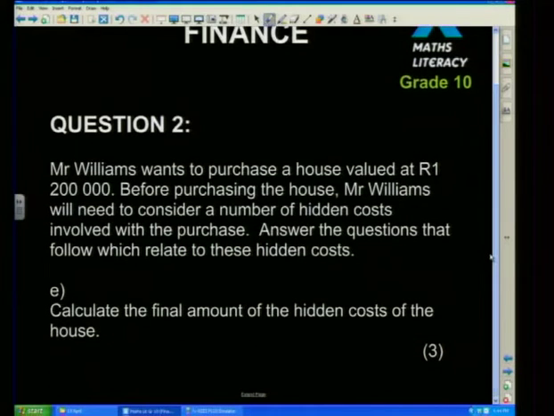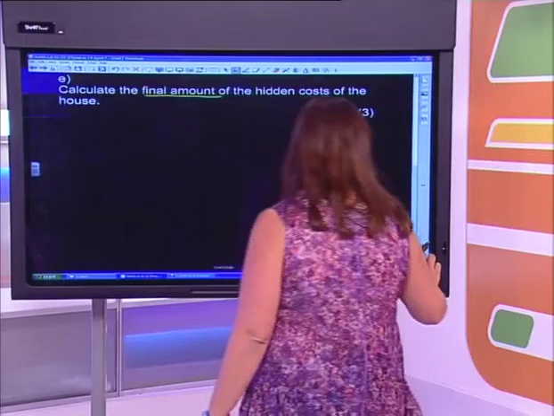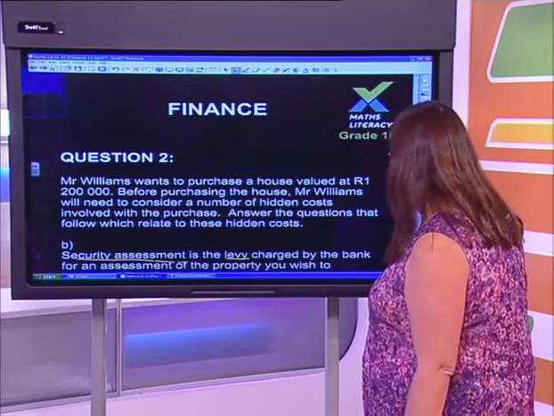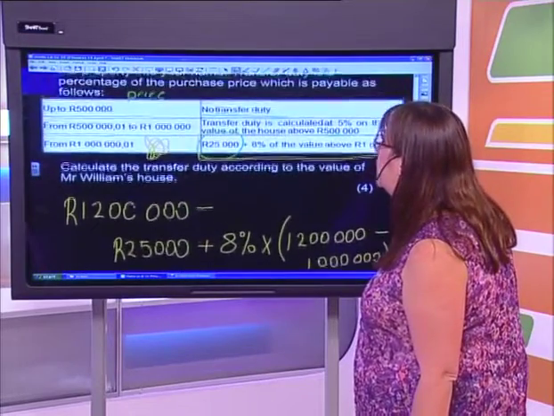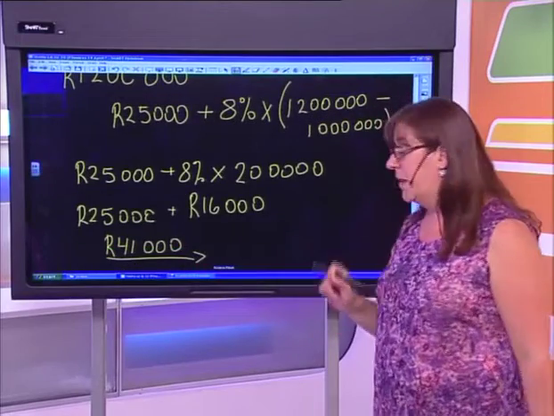The question now says, calculate the final amount of the hidden costs of the house. So let's go through what our hidden costs were. Right, I'm going to have to page back a few pages. So let's do that. See how many costs we had. I think it started at A. Right, our first one that we had was the transfer duty. So we had transfer duty of 41,000 Rand.